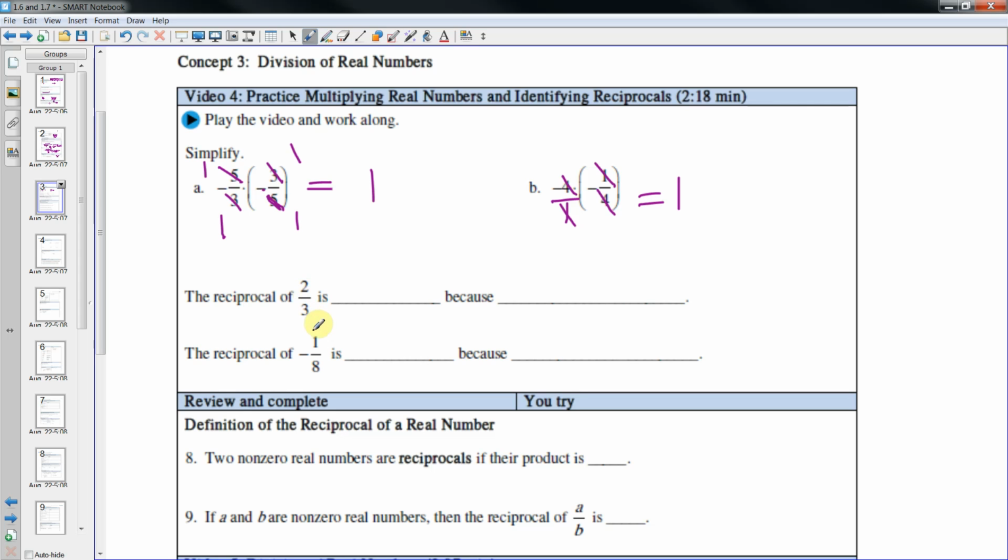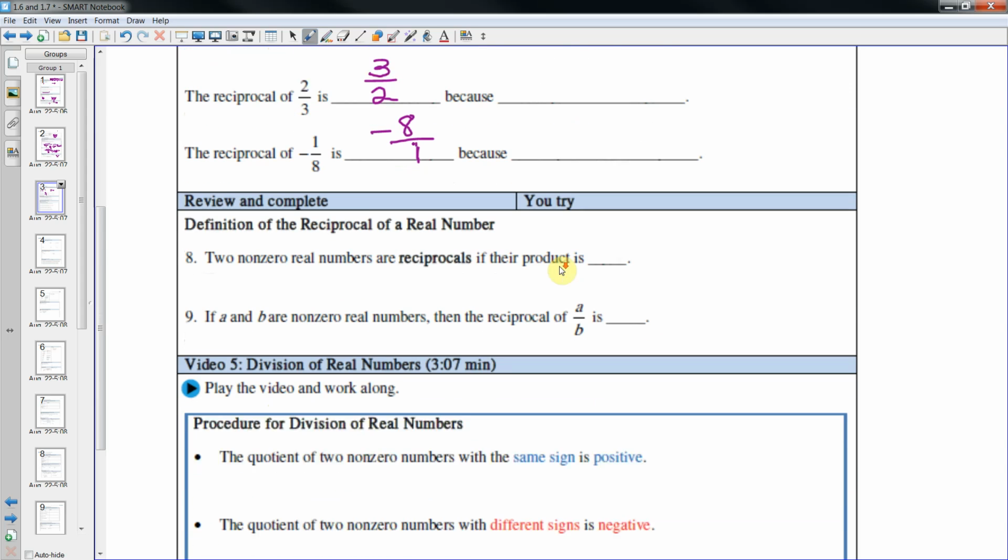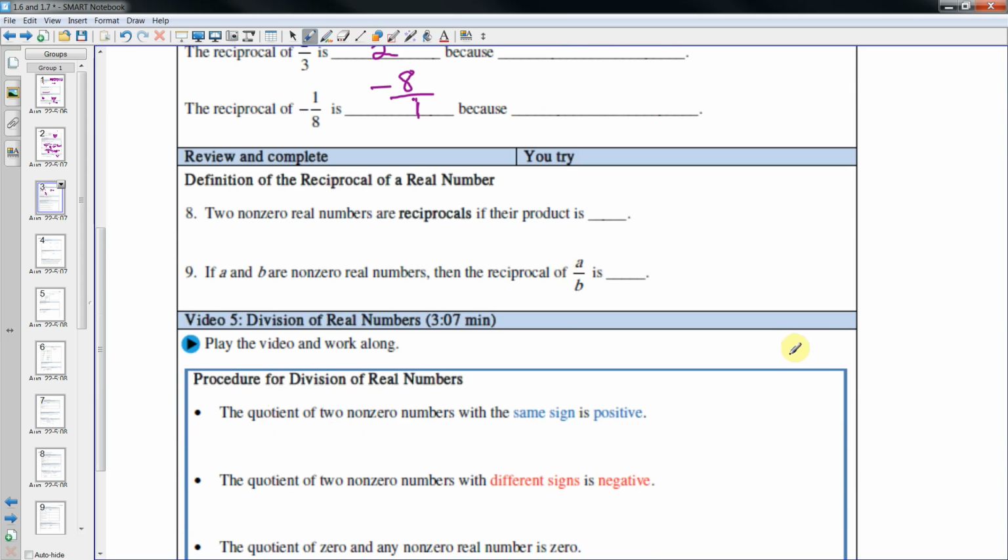The reciprocal of 2/3 is 3/2 because you flip it over. The reciprocal of negative 1/8 is negative 8/1. They're showing you reciprocals because we're about to roll into division, and remember, you've got to know how to do reciprocals to do division. Two non-zero real numbers are reciprocals if their product is equal to 1. If A and B are non-zero real numbers, then the reciprocal of A over B is B over A.